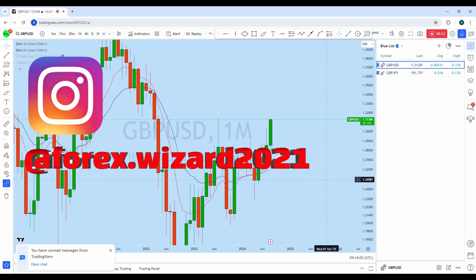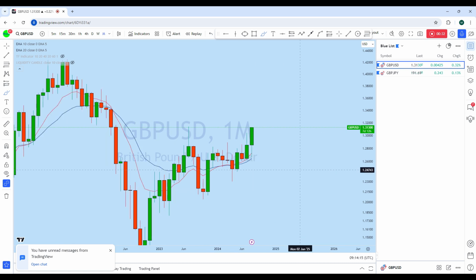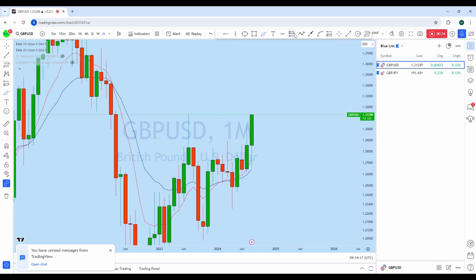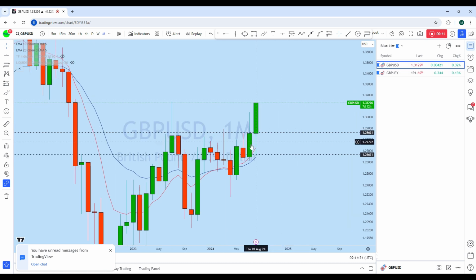We can see that from the monthly, as expected, GBPUSD started to bounce to the upside from this monthly inverted head and shoulder. Now this current monthly candle started from this significant support, and we can see currently the price is above this neckline of this inverted head and shoulder.